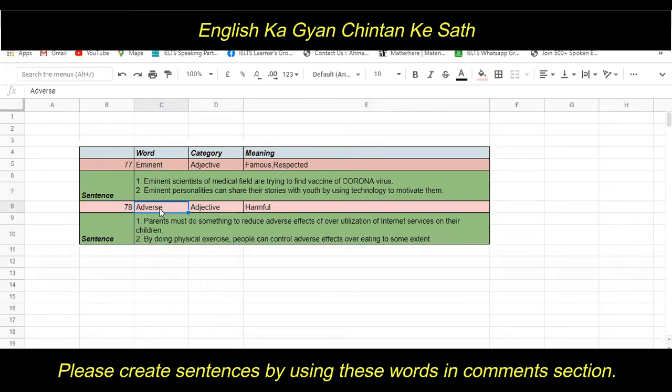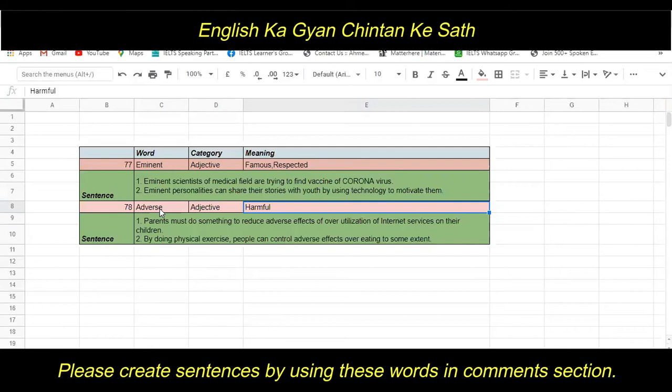Okay, so now the one word is done. Now let me explain the second word, and the second word is adverse. It is a very simple word. If I talk about the meaning of this particular word, the meaning of adverse is harmful, right? And whenever we use the word harmful, that can be replaced with adverse.